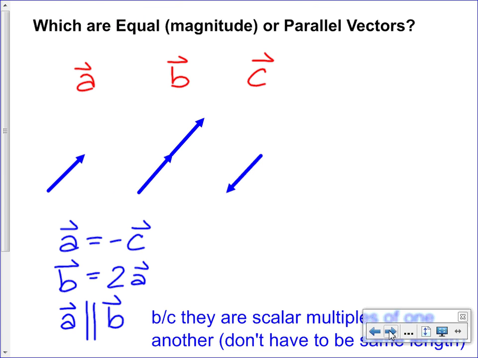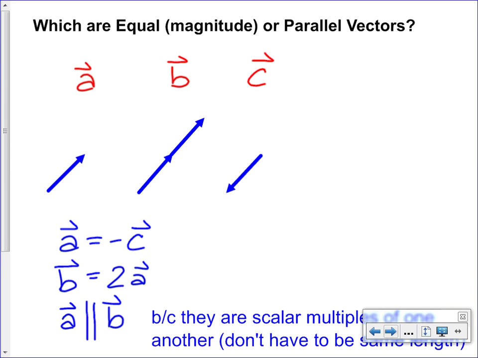Let's see if you pay attention to the rules in the beginning. I have vectors A, B, and C. Which ones are parallel? All of them. Vector A and vector C have the same magnitude, just opposite directions. So vector A is just the negative of vector C, or vice versa. Vector B is the same direction as vector A, but it's twice the length. So B is twice of A.